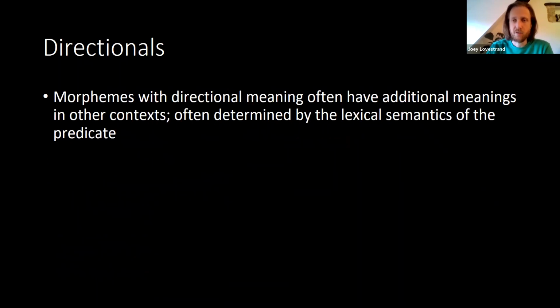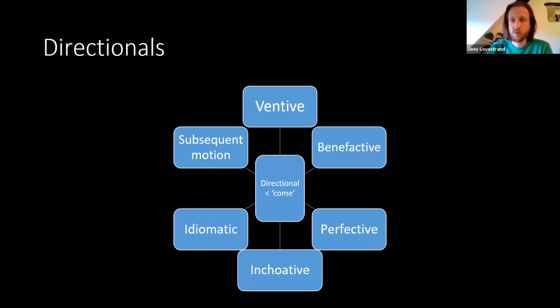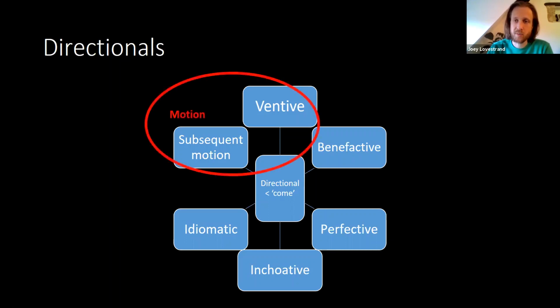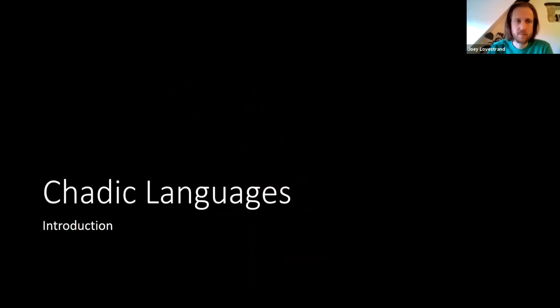Morphemes with directional meanings often have additional meanings in other contexts, and this is often determined by the lexical semantics of the predicate, or it can be something that's lexicalized and unpredictable or idiomatic. So a morpheme that expresses directionality, typically derived from a verb come, might also have benefactive meanings or perfective meanings or encodative meanings. But in this particular study, I was only looking at the meanings related to motion. So that's specifically the ventive, the deictic directional meanings, and a related meaning of subsequent motion that many of these directionals also express in Chadic languages.